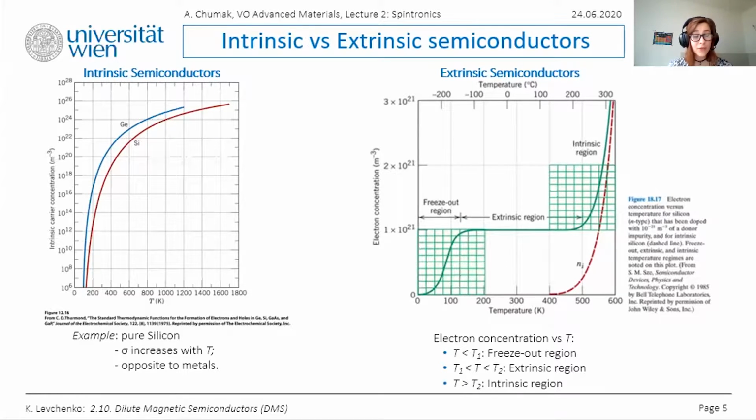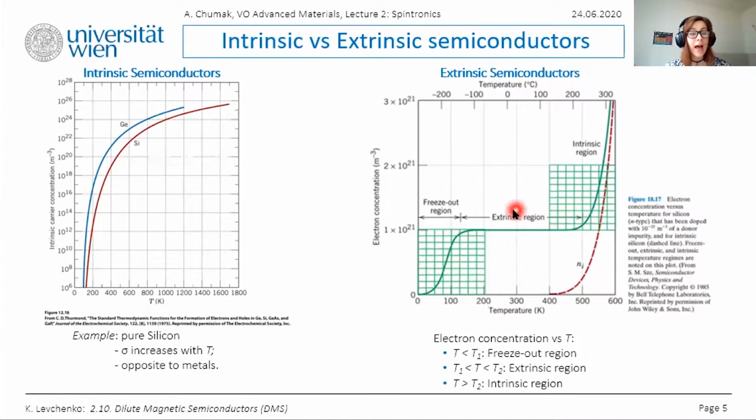In the case of the extrinsic semiconductor, the dependency of the electron concentration on the temperature is not so trivial. Here, on the example of N-type doped silicon, we can distinguish three characteristic regions. The first one is the freeze-out region, when the thermal energy is not sufficient to ionize all donors. Some are ionized, meaning that electrons are excited from the donor level to the conduction band. Here it corresponds to the range of temperatures from 0 to 200 K.